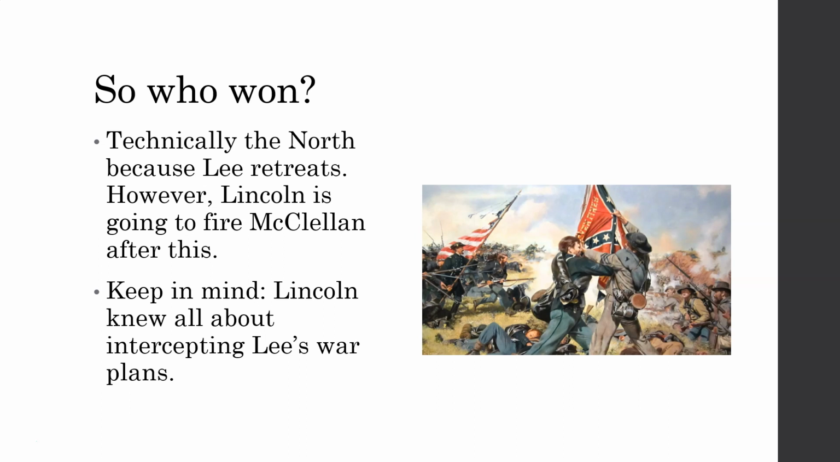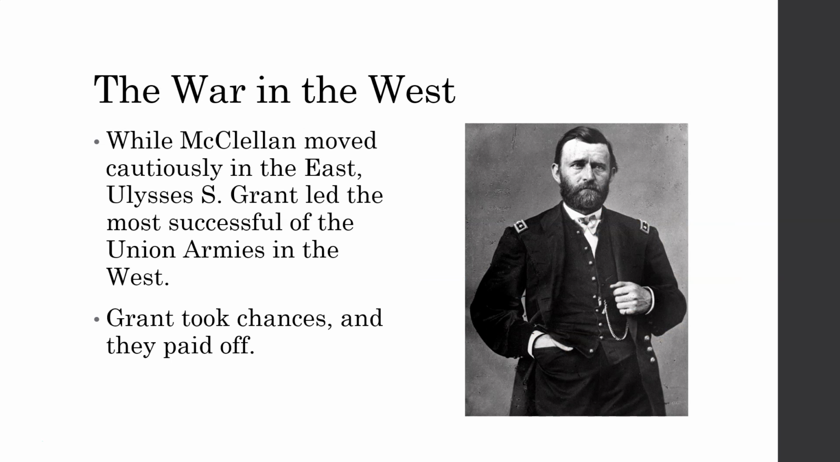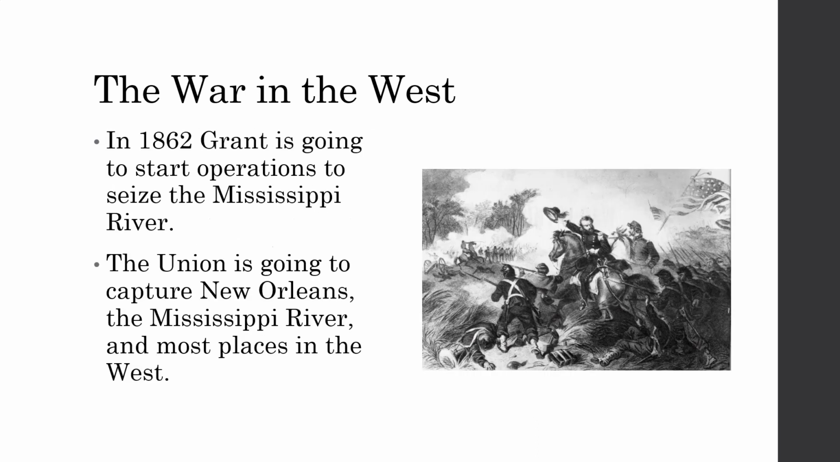Now, while this failure to even get a decent general in the East was going on, there was actually a pretty good general in the West that was having great success for the Union. So while McClellan was cautiously moving around in the East and facing Robert E. Lee and not doing really well, a guy by the name of Ulysses S. Grant is going to be super successful in the armies out West. Reason being is because Grant took chances and they ultimately paid off.